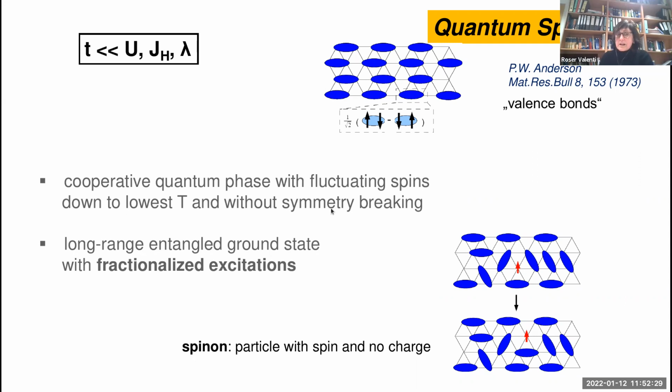The ground state is long-range entangled, and what is even more interesting about these quantum spin liquids is the nature of the excitations, which is fractionalized. Like, for instance, the case here of the spinon, which is a particle with spin and no charge, that lives in this sea of valence bond.